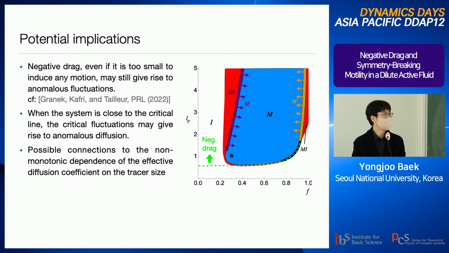And also, if you look at what would happen to the system as we increase LP, which is equivalent to changing the particle size or object size, then we can even get to the regime where we see an immobile state, a mobile state, and then an immobile state again. This might be relevant to some kind of non-monotonic dependence of the effective diffusion coefficient observed in this active fluid as a function of the tracer size.